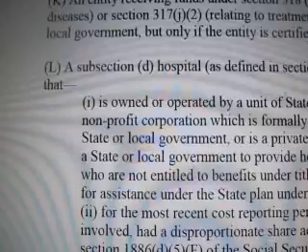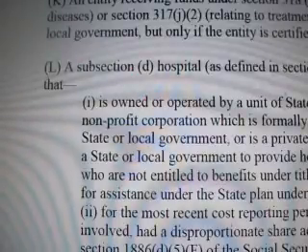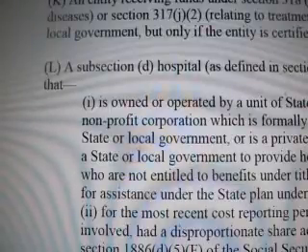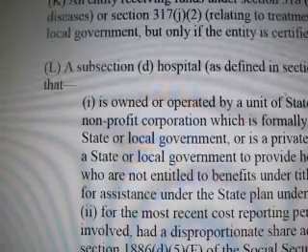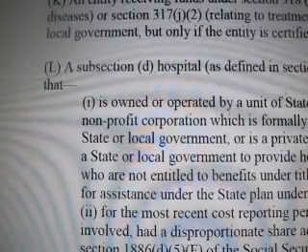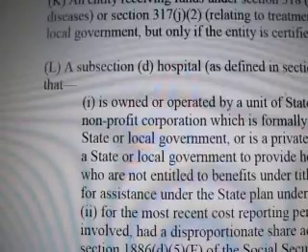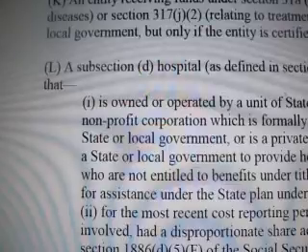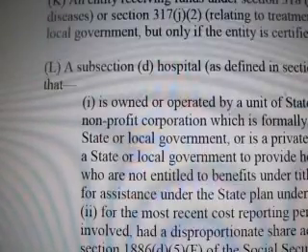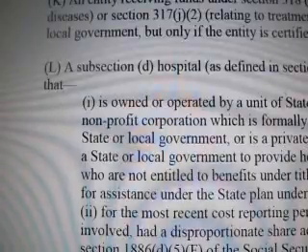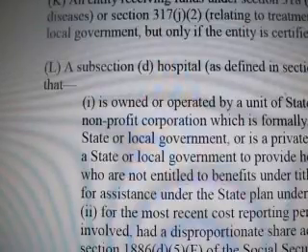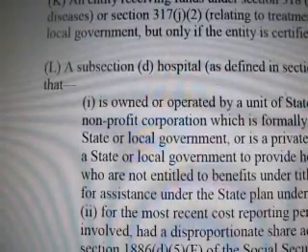A subsection (d) hospital as defined in Section 1886(d)(1)(B) of the Social Security Act, you can look this up for yourself, that is owned or operated by a unit of state or local government, is a public or private nonprofit corporation which is formally granted governmental powers by a unit of state or local government, or is a private nonprofit hospital which has a contract with a state or local government to provide health care services to low-income individuals who are not entitled to benefits under Title 18 of the Social Security Act or eligible for assistance under the state plan under this title. For the most recent cost reporting period that ended before the calendar quarter involved, it had a disproportionate share adjustment percentage as determined under... Oh boy, it just keeps going on and on and on. Okay, so we got that one.